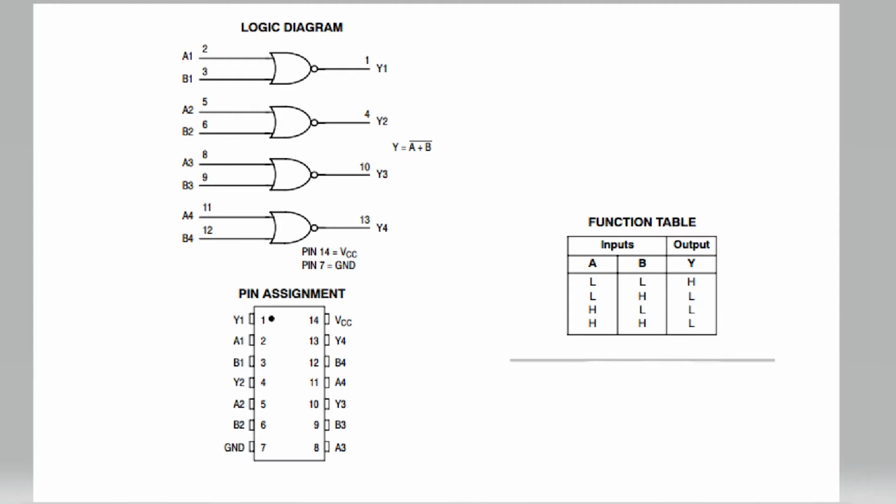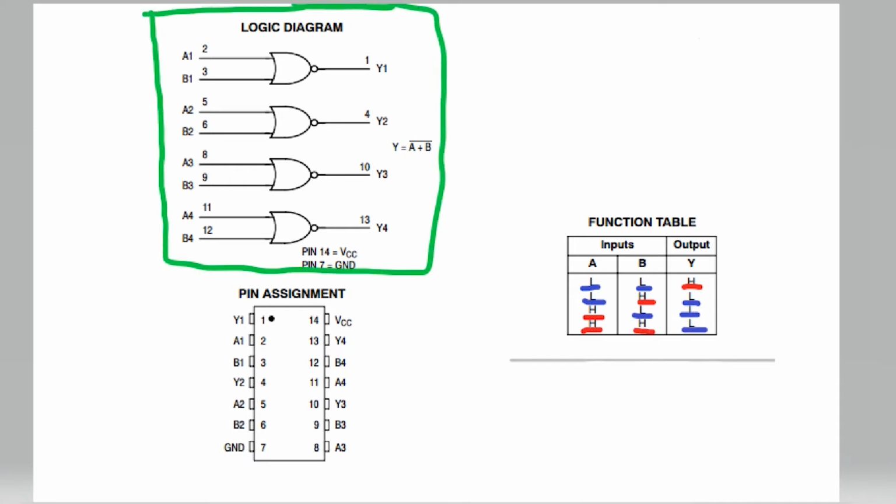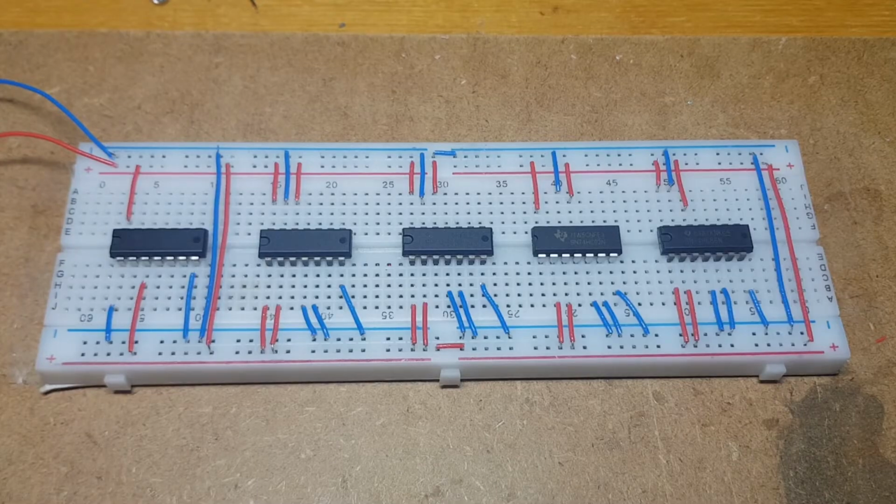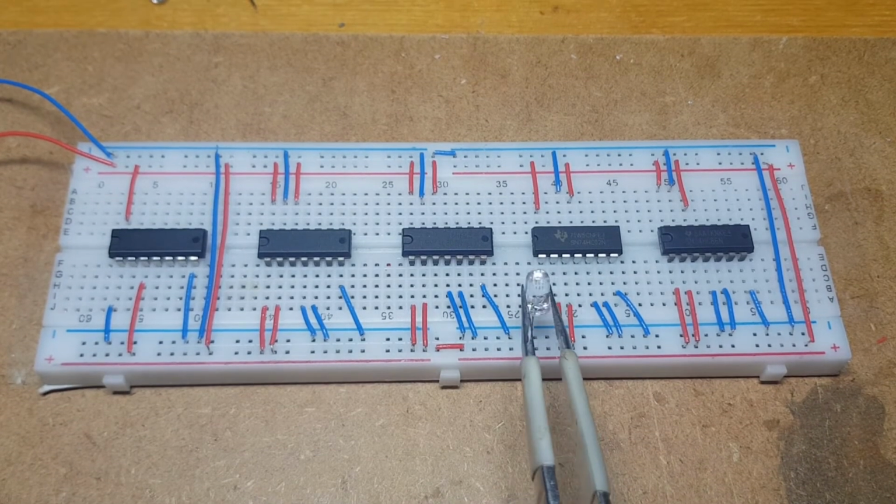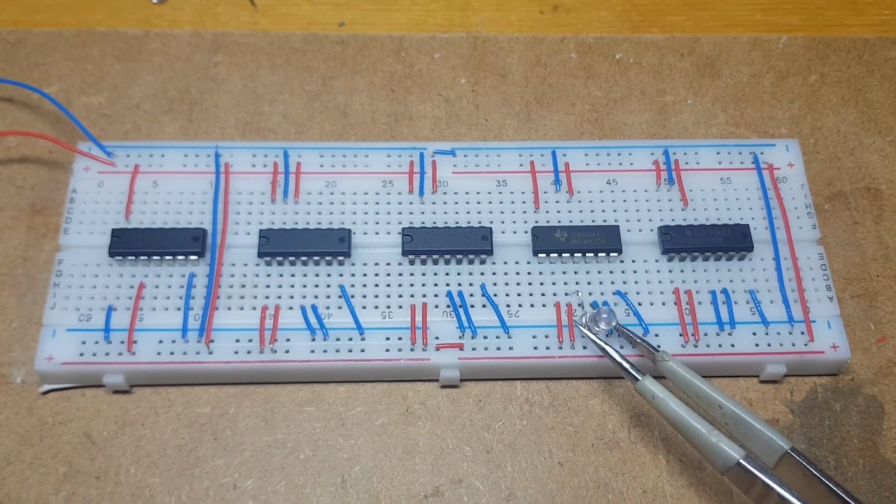74HC02 is a quad NOR gate. It is an inverted OR gate. And if you're considering that I skipped the OR gate, don't worry, I did not. The main difference in this IC is that the output is before the inputs. By that I mean, looking at the first gate, the output is on the first pin and the inputs are on the second and the third, and that might be a bit confusing.